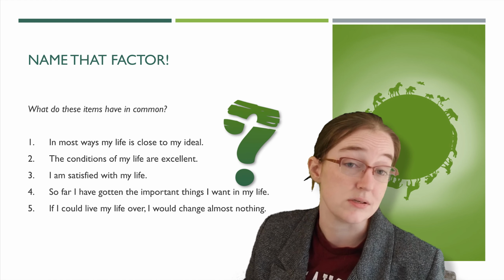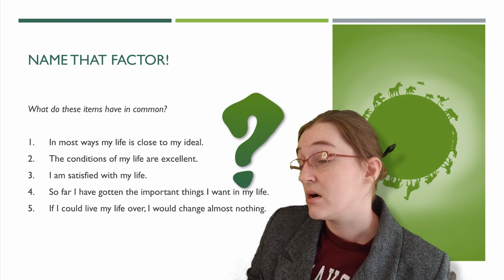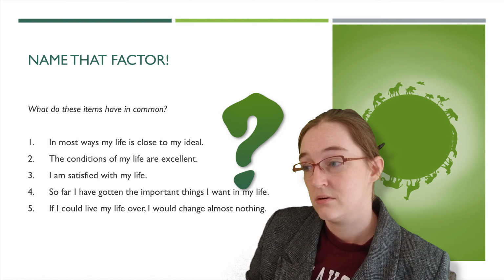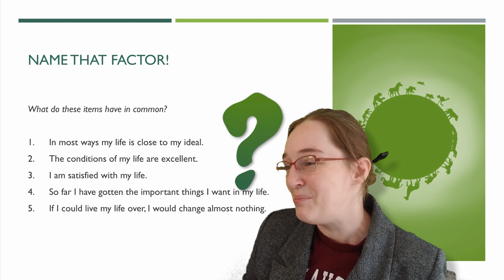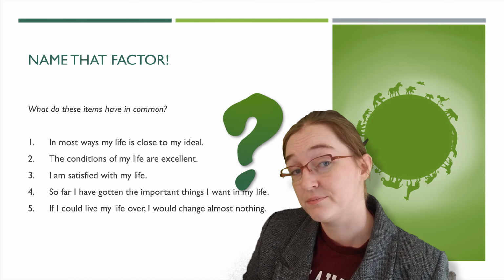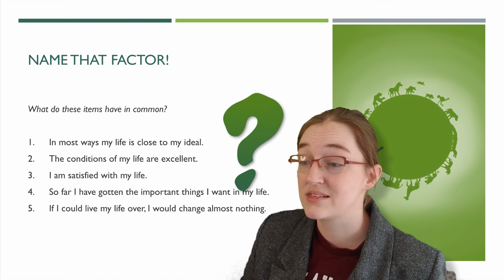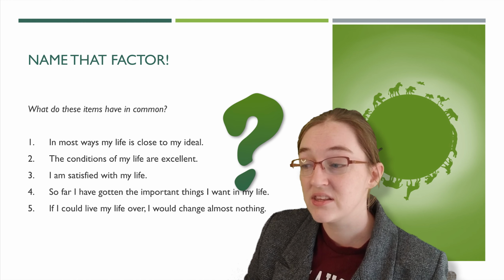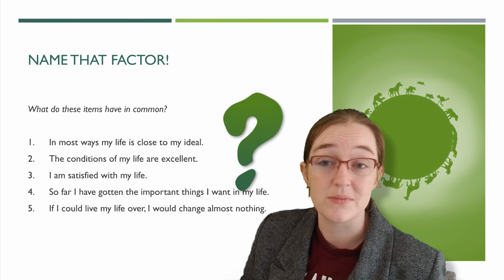So here, what do these items have in common? In most ways, my life is close to ideal. You've likely seen this survey. The conditions of my life are excellent. I am satisfied with my life. So far, I've gotten the important things I want in my life. If I could live my life over, I would change almost nothing.